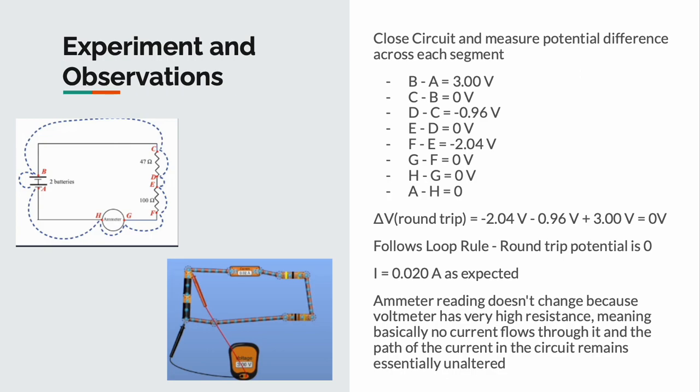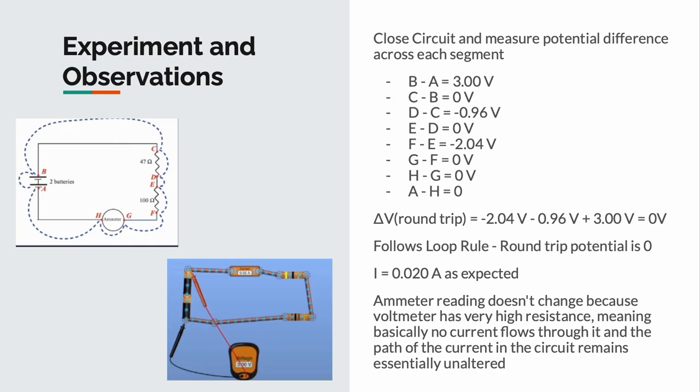Closed circuit and measure potential difference across each segment was this next part right here. Down below you can see all the calculated values of each segment, all the potential differences of the segments. When they were added up, they were found to be 0 volts. This follows the loop rule, saying that the round-trip potential is 0 volts. Current was 0.02 amps as expected.